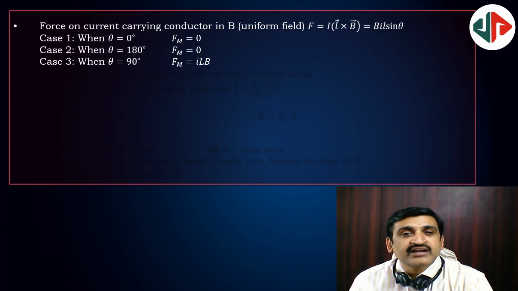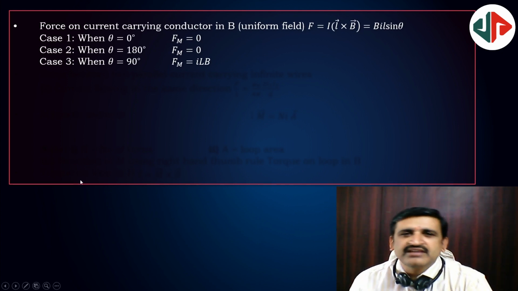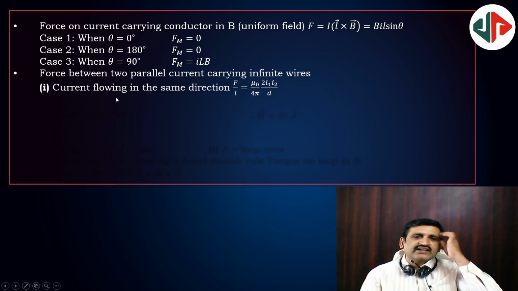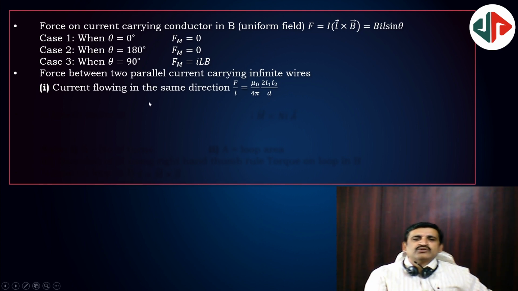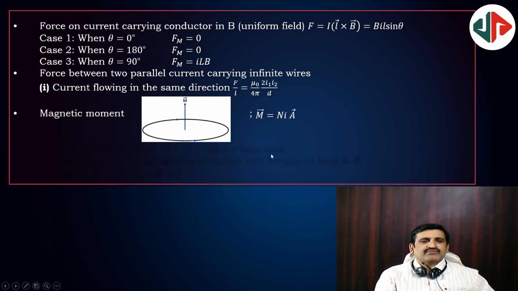When both electric and magnetic fields are perpendicular and the charged particle is moving undeviated, then v equal to E by B. Force on a current carrying conductor is F equal to I into L bar cross B bar, or BIL sin theta. Force between two parallel current carrying infinite wires with current flowing in the same direction: F by L is equal to mu naught by 4 pi into 2 I1 I2 by d. And magnetic moment M bar is equal to NIA, where N is the number of turns, A is the area of the current loop, and I is current.